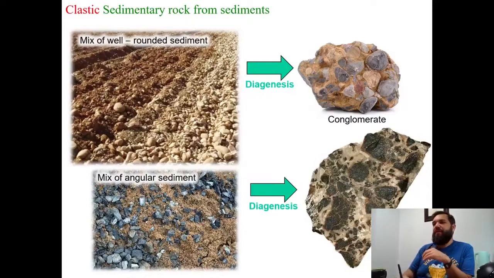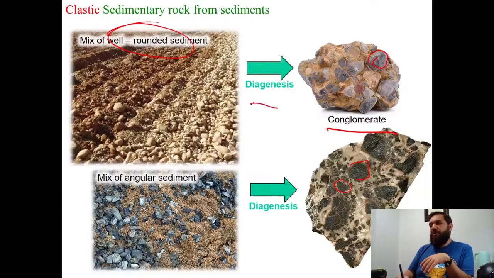So well-rounded. If the sediment is well-rounded, you can see how these pebbles here are more round compared to these ones, which are more angular. We call it a conglomerate if it's well-rounded. If it has broken fragments, like sharp angular pieces, we call it a breccia. And the reason that we give it a different name is because it forms in a different way.